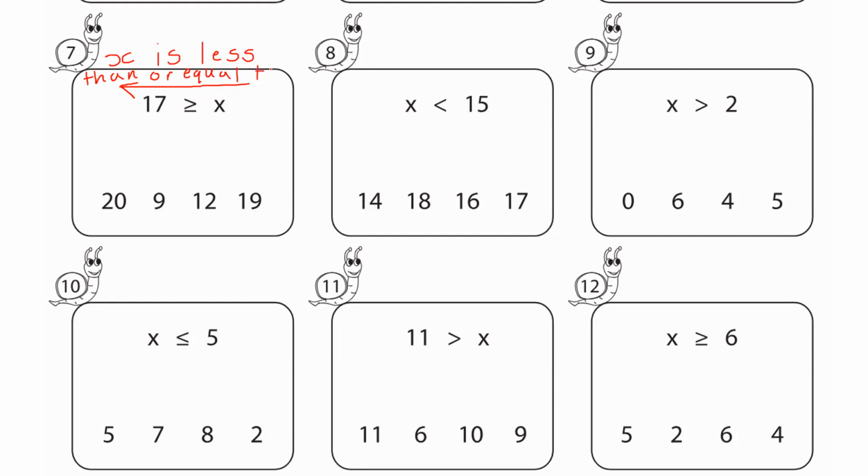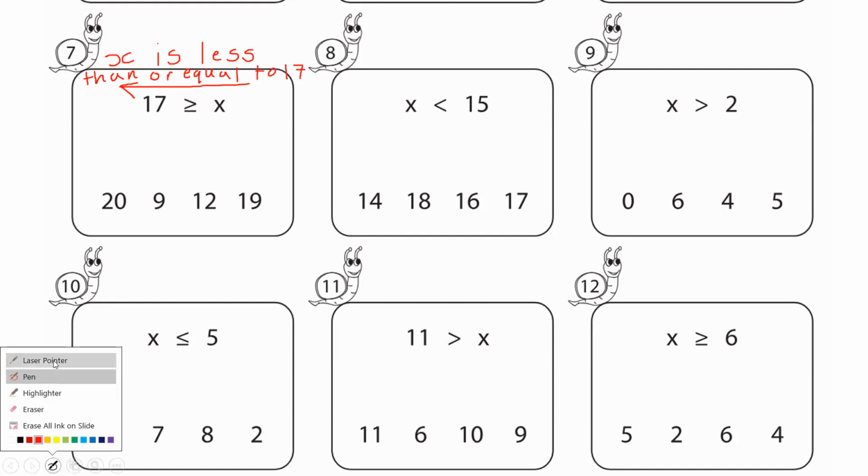And this is interesting because it's written in a weird way. It's written in the opposite way. So we have to read it from this direction, from right to left. So we say that X is less than or equal to 17.